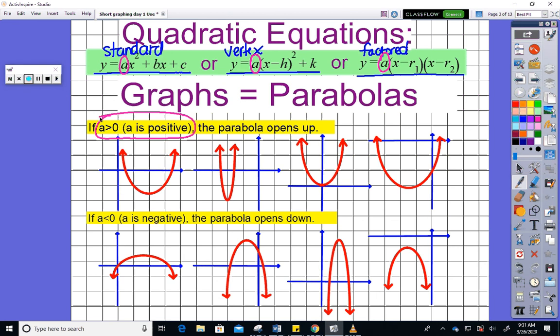So I've got 4 examples on the first row of the parabolas opening up. And if A is negative, the parabolas open down. So notice on row 2, all my parabolas open down.